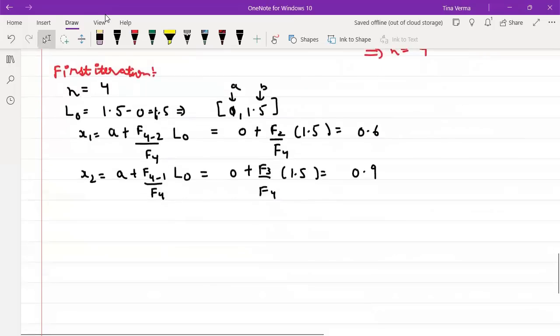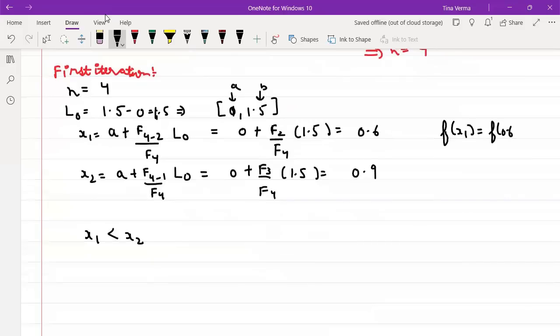अब वही नेक्स्ट, हमने आइट्रेशन के लिए इंटरवल कैसे चेक करना है? x1 यहाँ पे क्या आ रहा है? x1 is less than x2. ठीक है, फंक्शन की वैल्यू चेक करोगे x1 पे, मतलब फंक्शन में क्या पुट करोगे? 0.6. So the answer is coming out to be minus 0.84, and function value at x2 it is coming out to be minus 0.99, right?